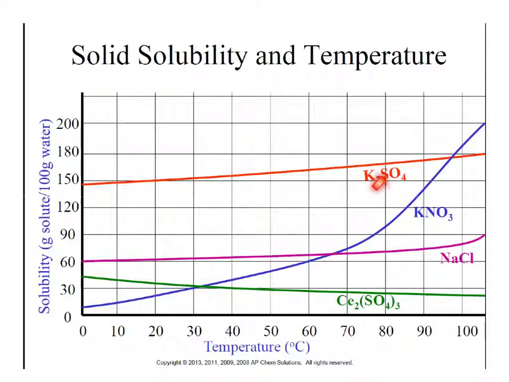And you can see with potassium sulfate, potassium nitrate, and sodium chloride that the solubility increases as you increase temperature. However, with the cerium sulfate, cerium(III) sulfate, notice how this line actually drops. That means that its solubility decreases as temperature goes up. So that must be an exothermic process for dissolving that particular salt.